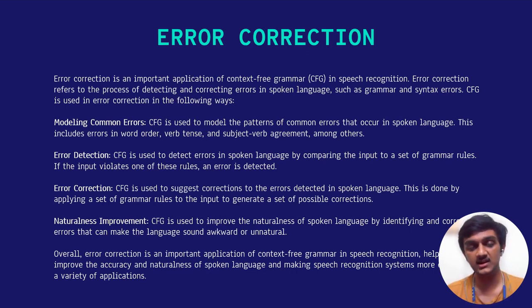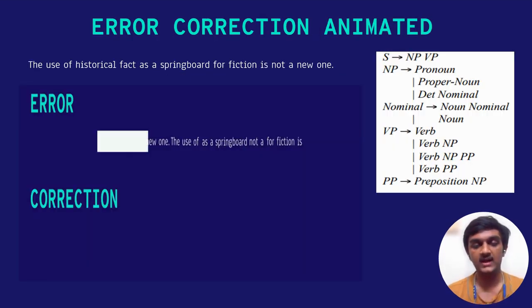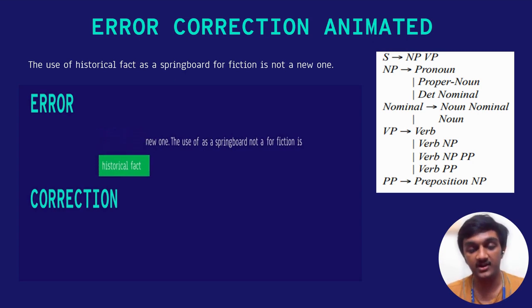So naturalness improvement. CFG is used to improve the naturalness of a spoken language by identifying and correcting errors that can make the language sound unnatural or irregular. So such corrections can be made under this application. Moving on, I'll be showing you guys an animation of error correction.